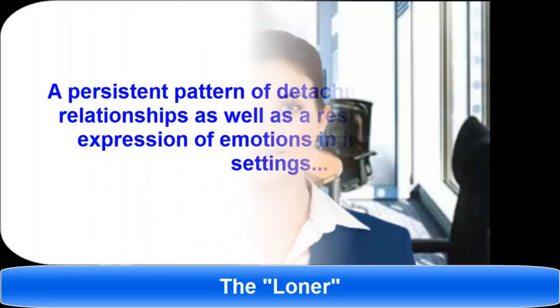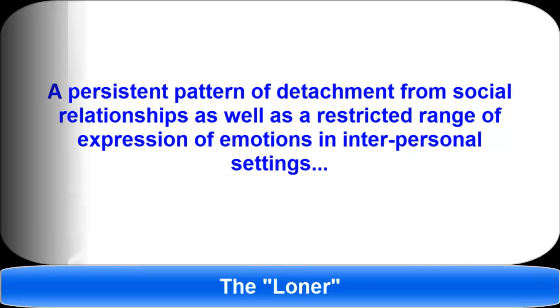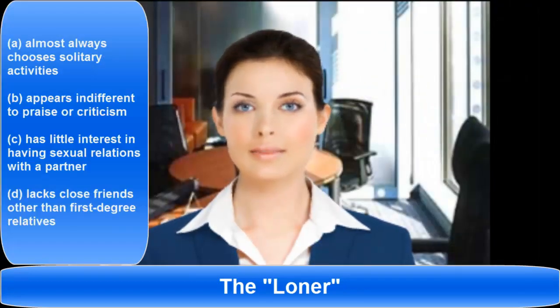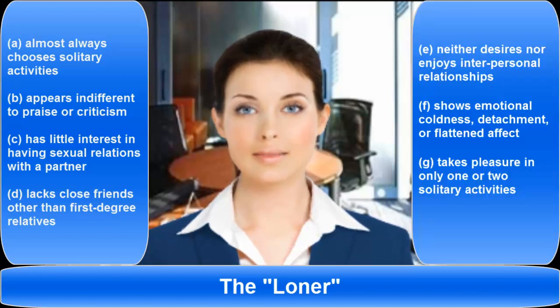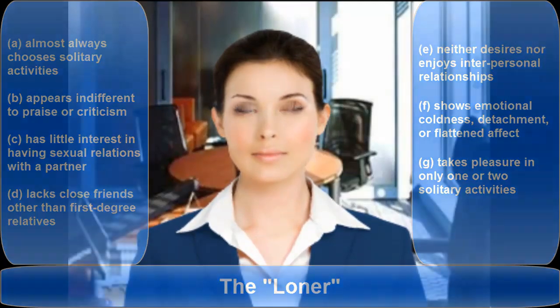The loner displays a persistent pattern of detachment from social relationships, as well as a restricted range of expression of emotions in interpersonal settings. He or she, A, almost always chooses solitary activities, B, appears indifferent to praise or criticism from others, C, has little interest in having sexual relations with a partner, D, lacks close friends other than first-degree relatives, E, neither desires nor enjoys interpersonal relationships, sometimes including being part of a family, F, shows emotional coldness, detachment, or flattened affect, and G, takes pleasure in only one or two activities.